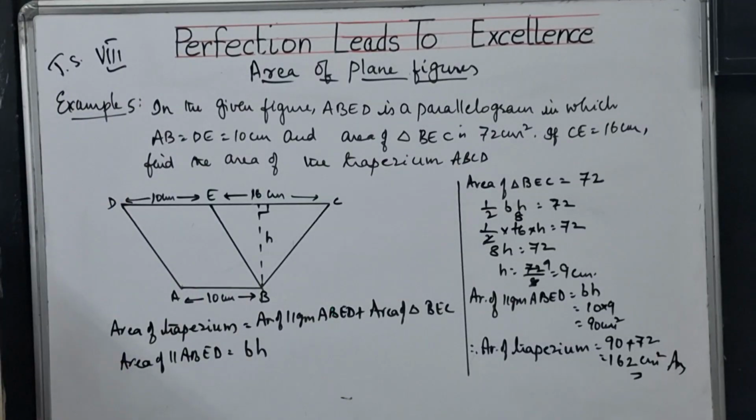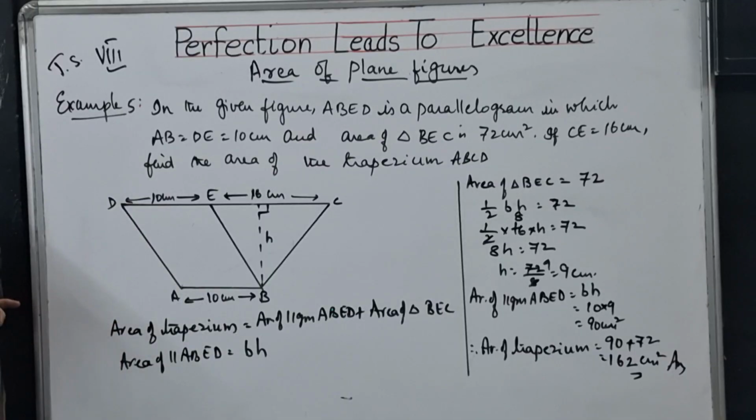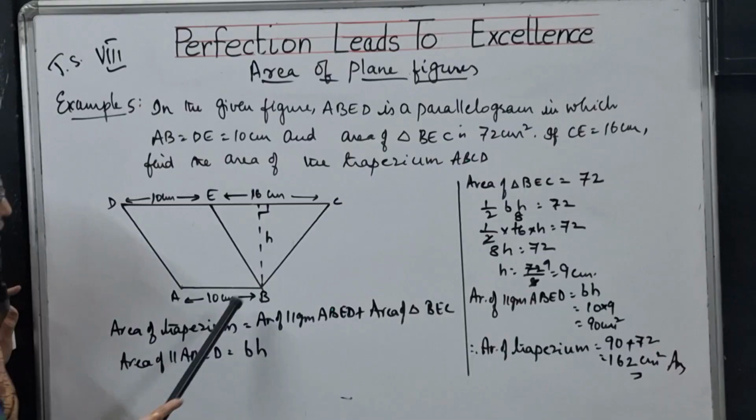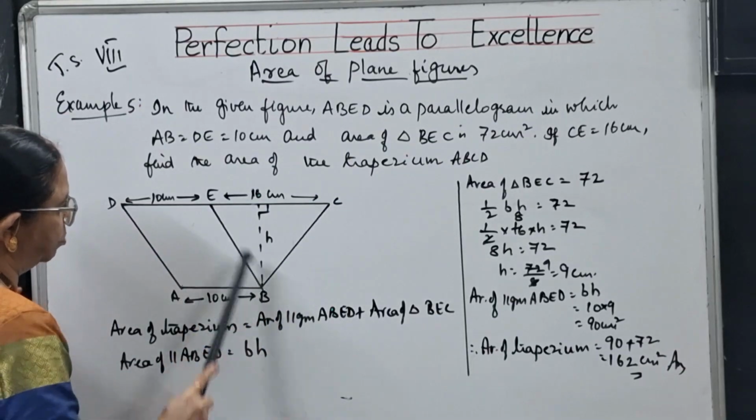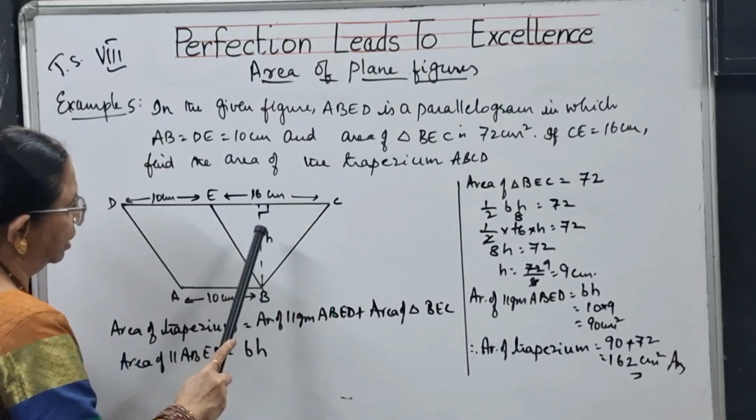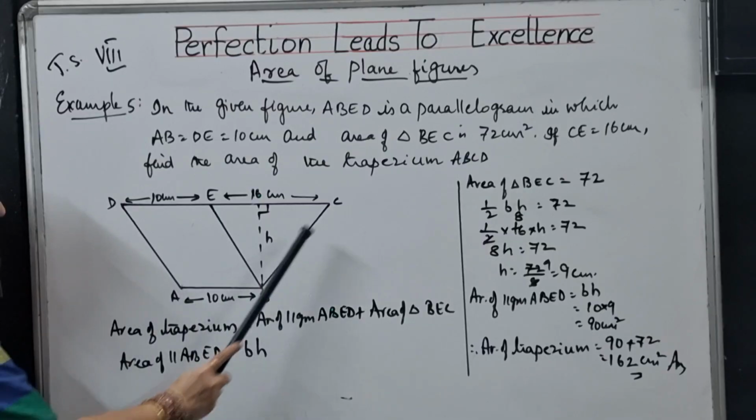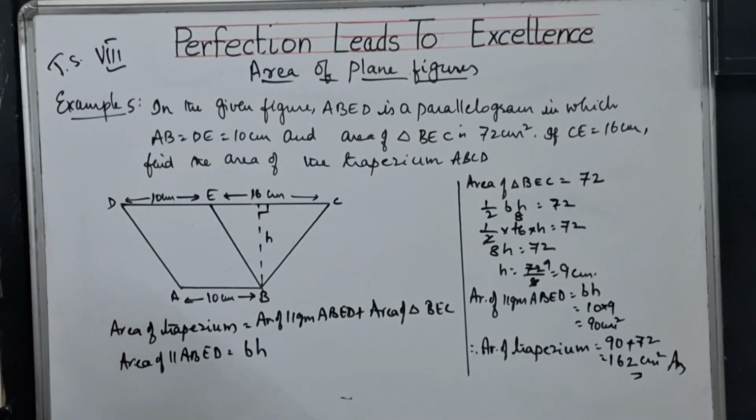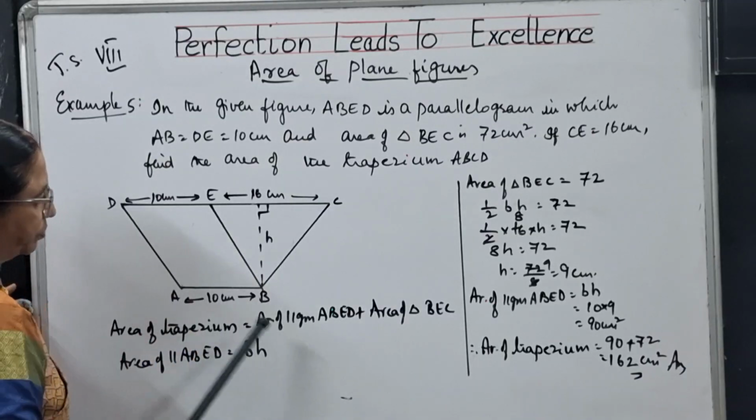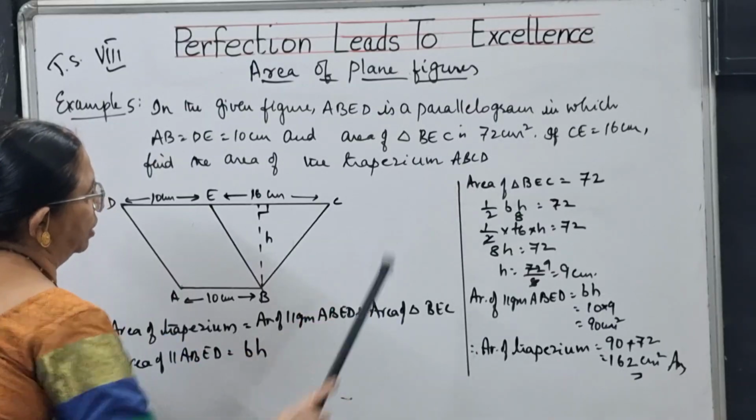So once again, let us have a look at this problem, children. ABED is a parallelogram with base 10 centimeters, AB and DE also 10 centimeters. And BCE or BEC is a triangle. Their base is 16 centimeters and area is 72 square centimeters. Now find the area of trapezium ABCD. So area of trapezium ABCD is nothing but area of a parallelogram ABED plus area of triangle BEC. Of course, they have given area of triangle.